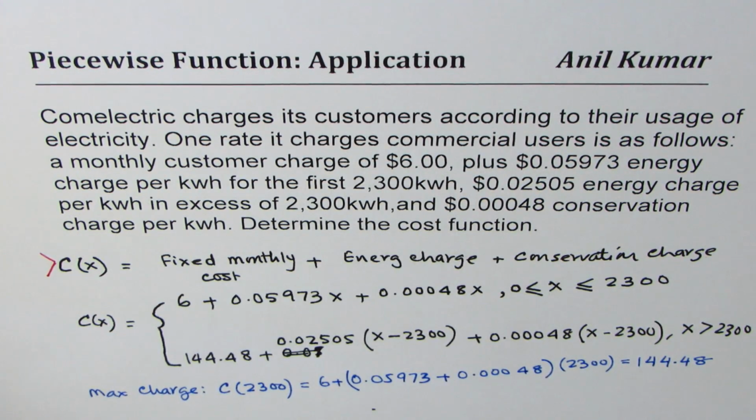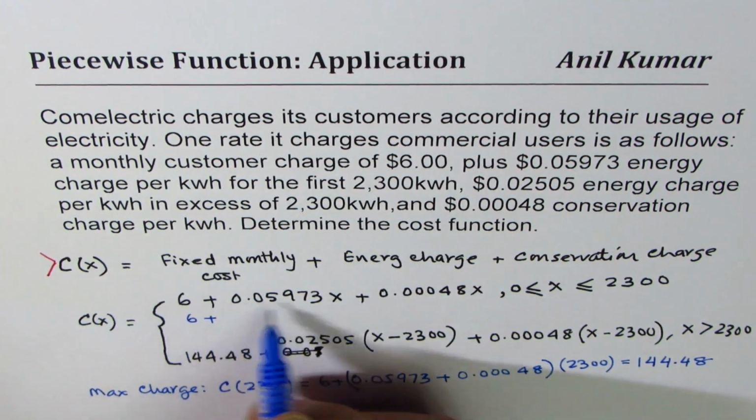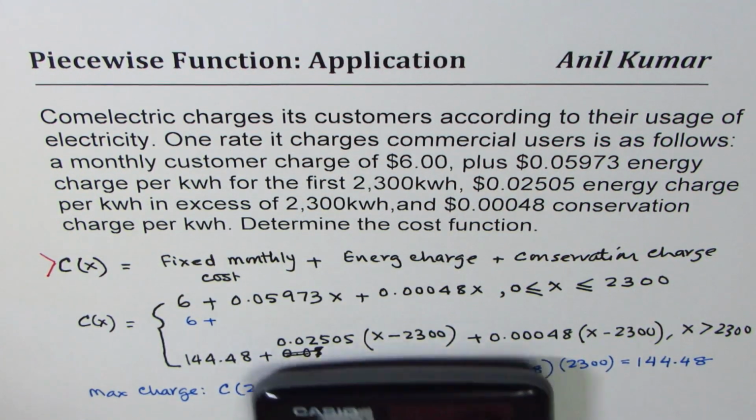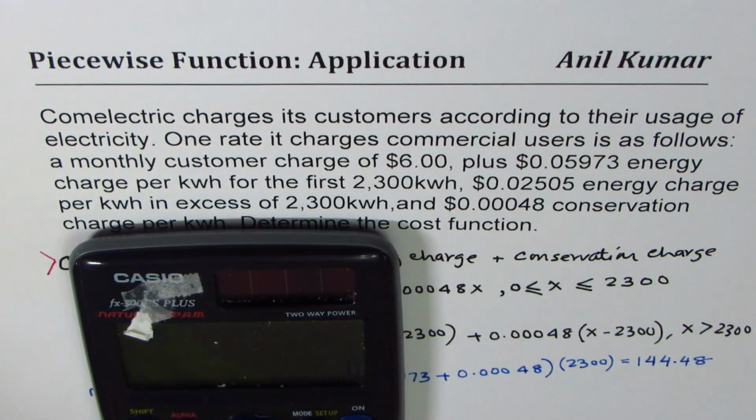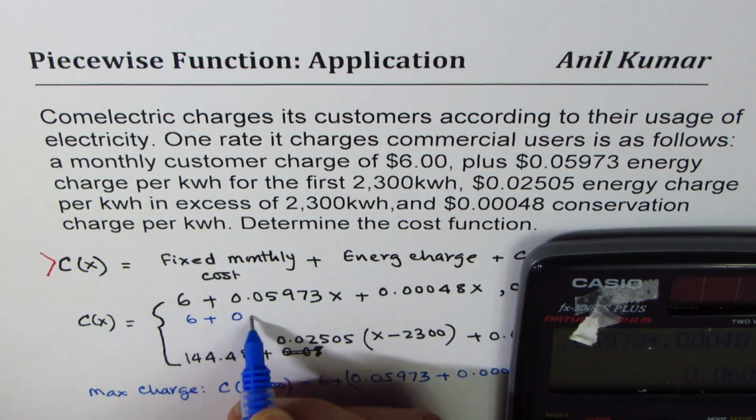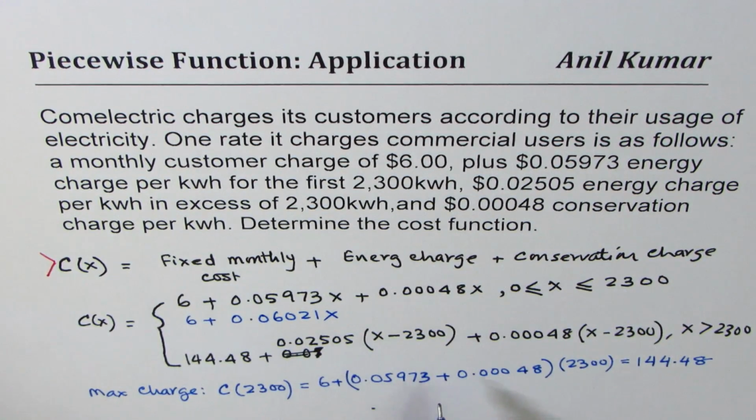You would of course simplify this and you could write this as 6 plus, you can combine these two rates, as we did in calculations. So we are doing 0.05973 plus 0.00048, which we could write as 0.06021X. Just combining both the rates. And here also you can combine these two and then write down your function. This is a simplified function.